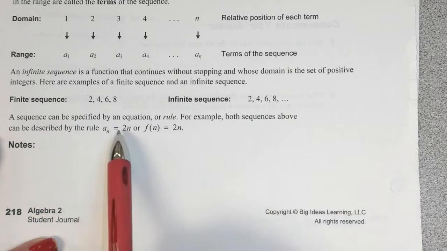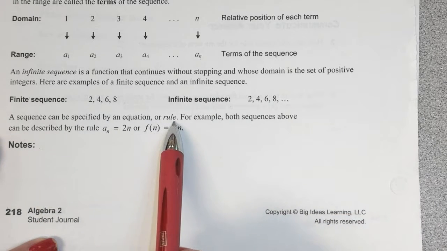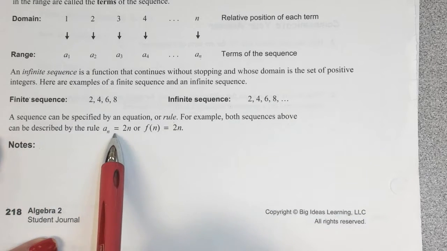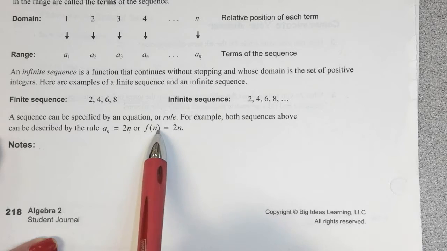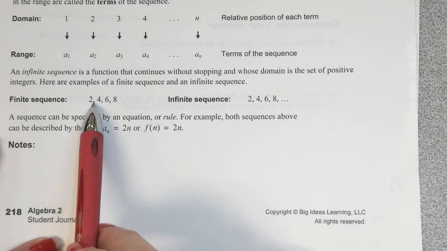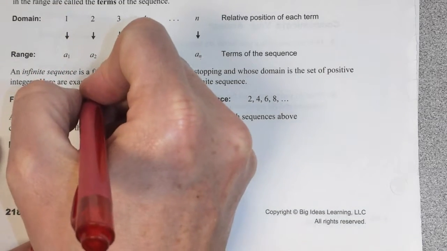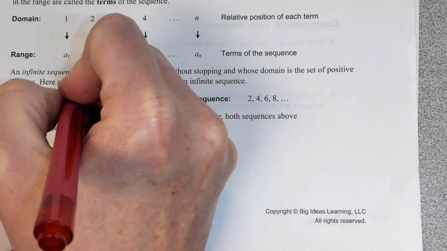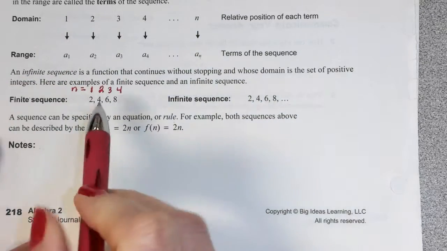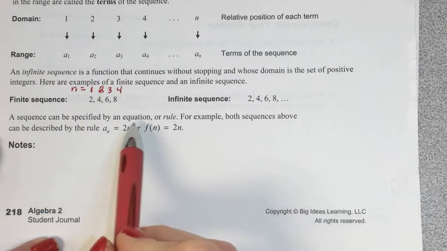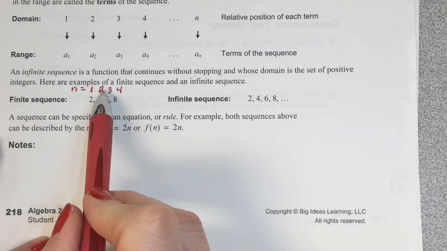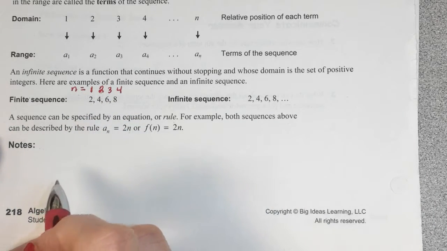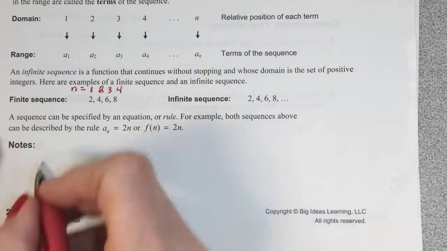A sequence can be specified by an equation or a rule. For example, both sequences above can be described by the rule a sub n equals 2n or f of n equals 2n. Do you see how this is the first term? This is the second term, third term, fourth term. So that's telling me what n equals. So n equals 1, 2 times 1 is 2. N equals 2, 2 times 2 equals 4. Okay? So now we're going to do this both ways.